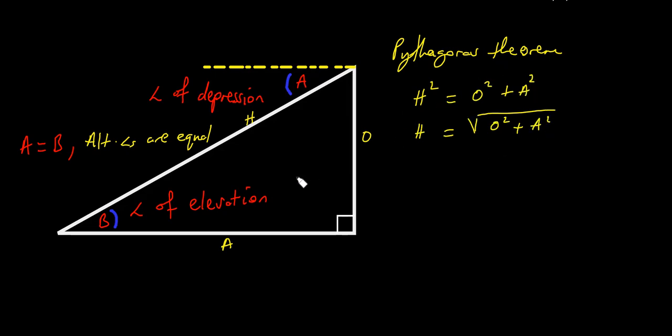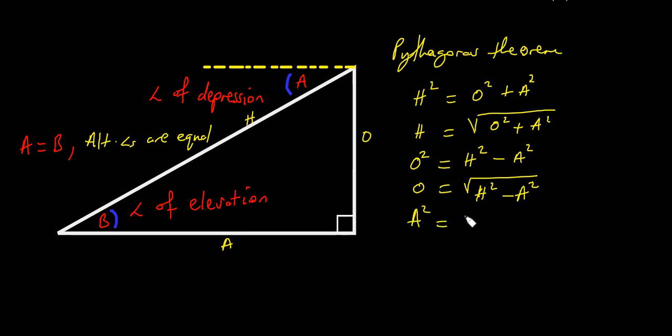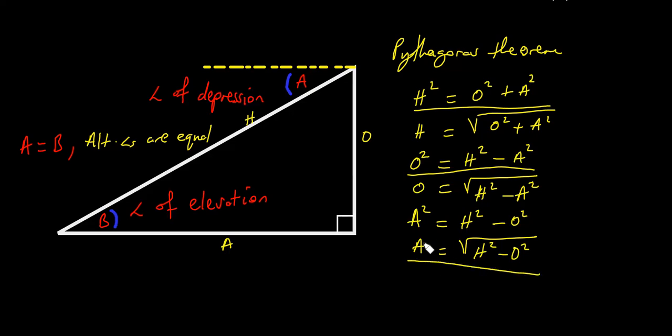But if you're looking for a smaller side, remember the hypotenuse is the longest side. So if you're looking for a smaller side, you have to subtract the other one. Adjacent squared is equal to hypotenuse squared minus opposite squared, so adjacent is the root of hypotenuse squared minus opposite squared. So I think now we can understand these formulas and not forget them.